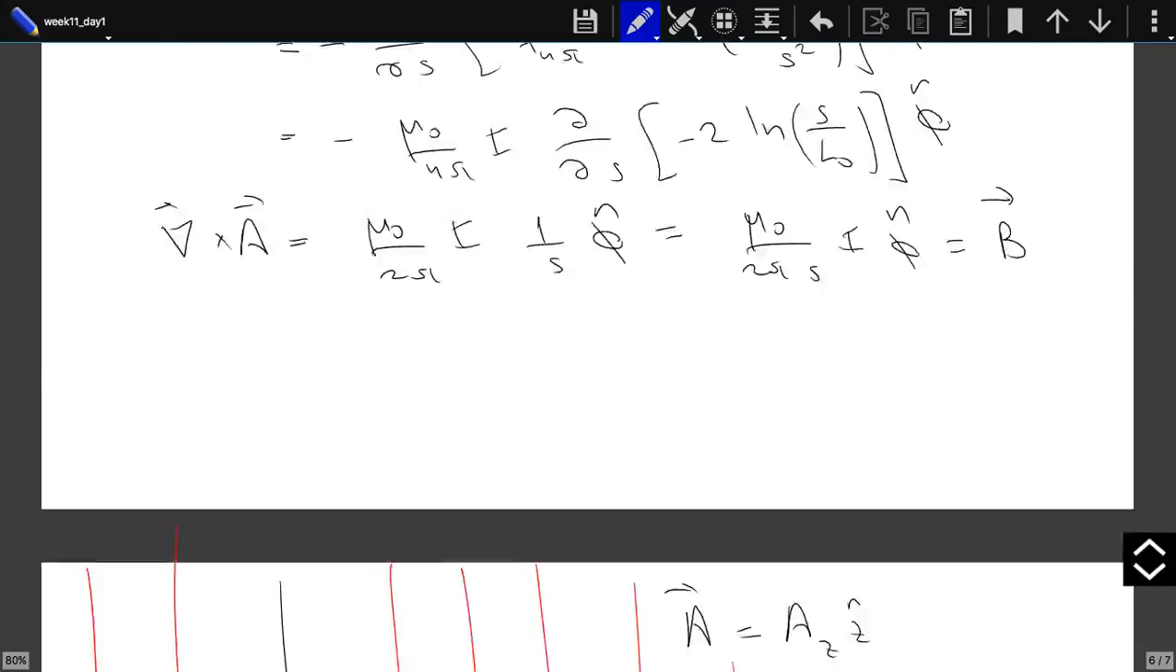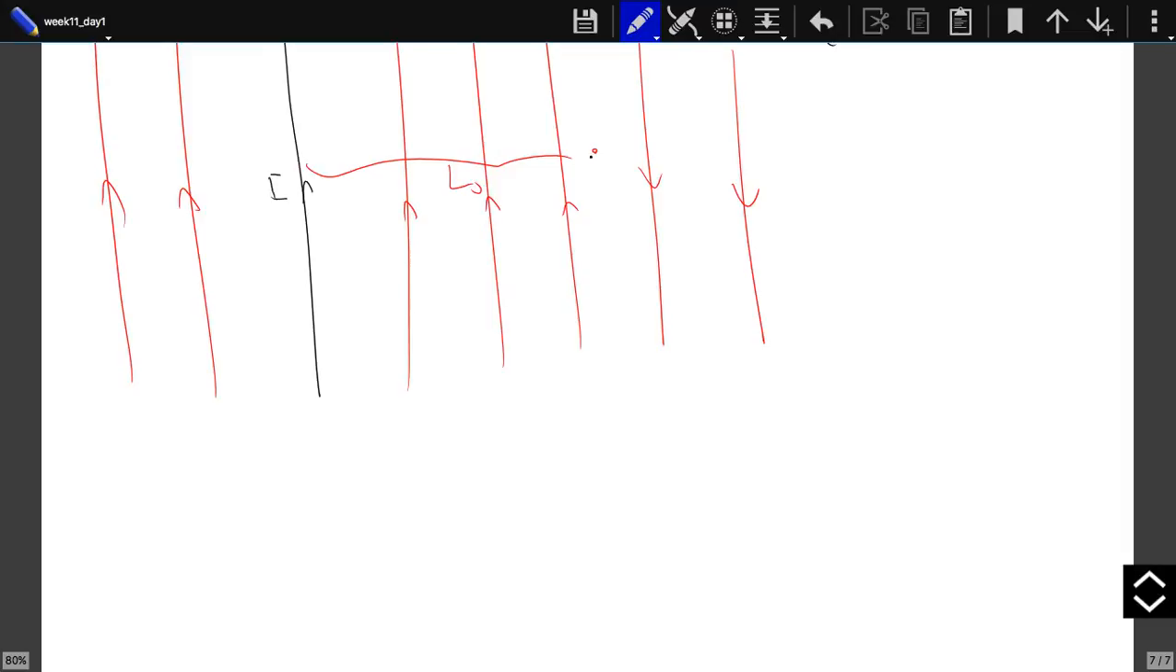You see, this is actually a cylinder. If you just specify the distance from this wire, it's a cylinder. Inside this cylinder of radius L0, my vector potential is pointing upward. Outside this cylinder, it's pointing downward.